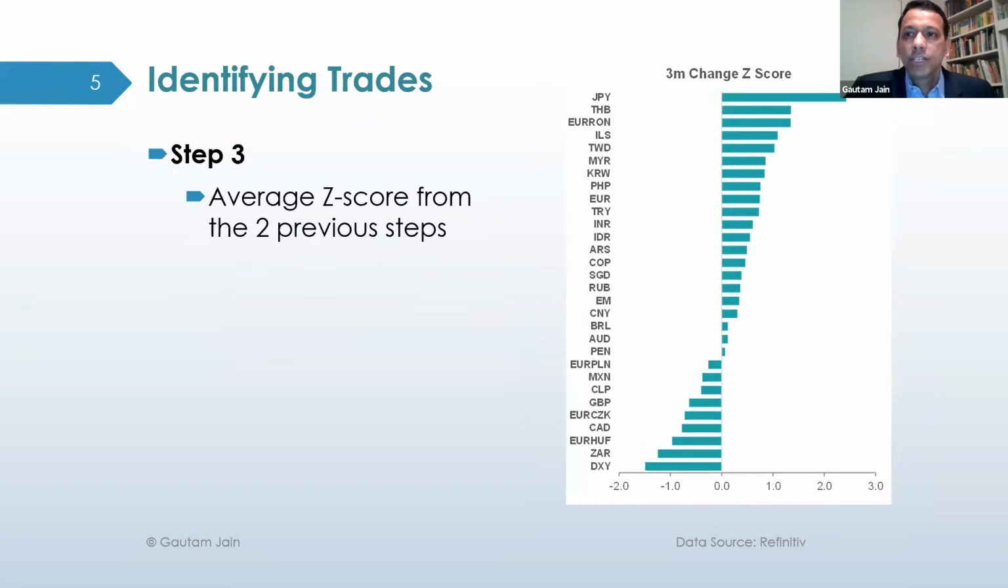As the next step, now that I have z-scores based on the two methodologies I described, one with respect to their own history, and second with respect to other countries in the space, I compute the average of the z-scores and then rank all the currencies or rates based on this z-score. So the idea is I'll be able to identify which ones are expensive and which ones are cheap based on this approach.